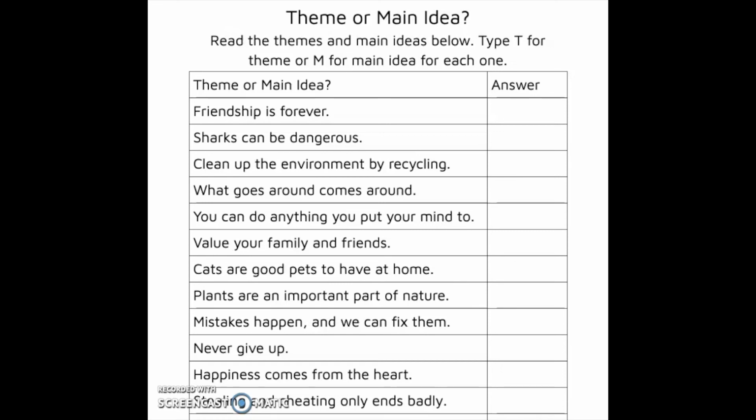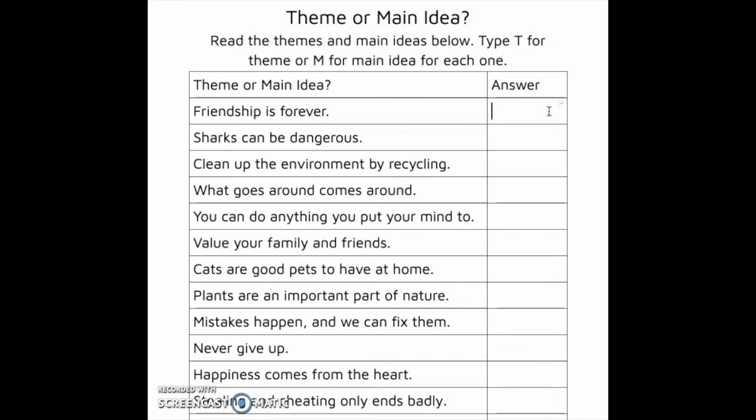Your assignment for language arts this week is theme or main idea. You need to read the themes and main ideas below. That's right, they're all mixed up. Type T for theme and M for main idea for each one. So you have your theme or main ideas in this column. Each of these is a theme or a main idea, and you write your answer over here.